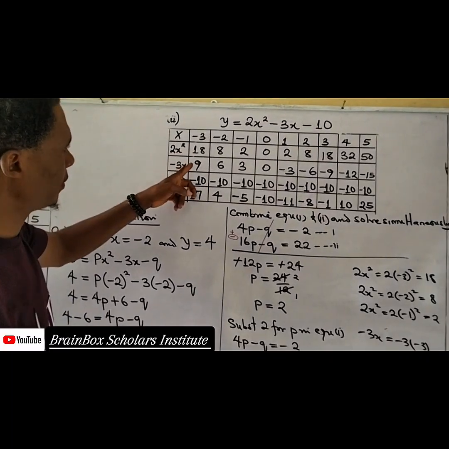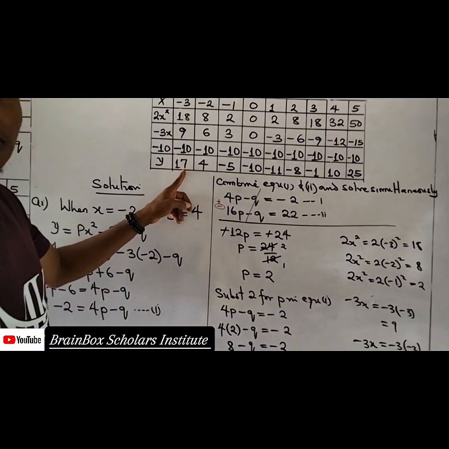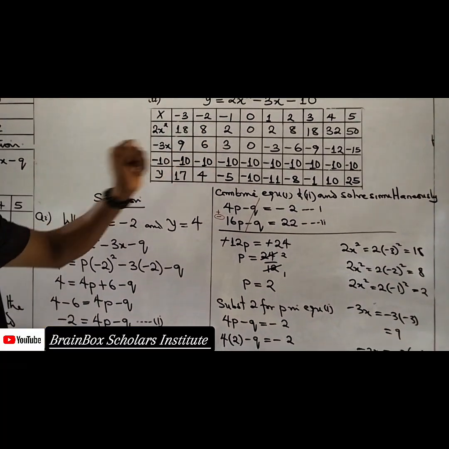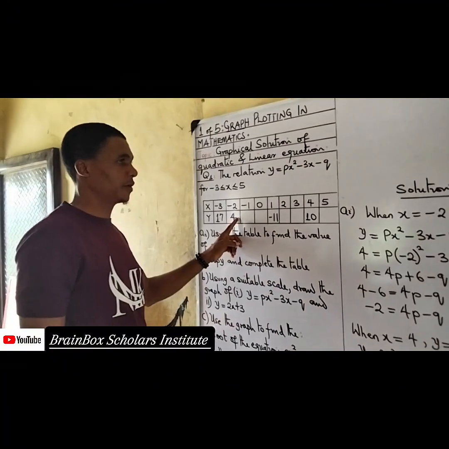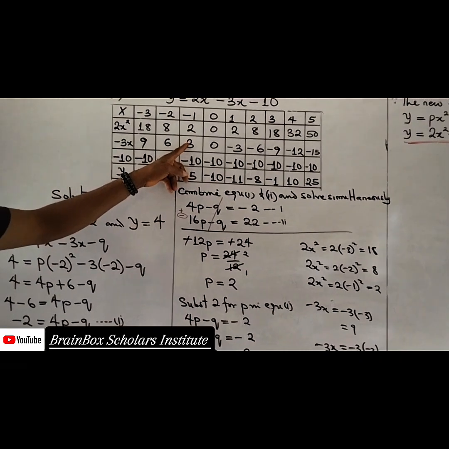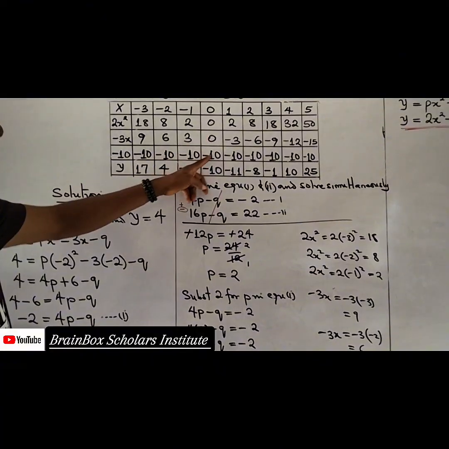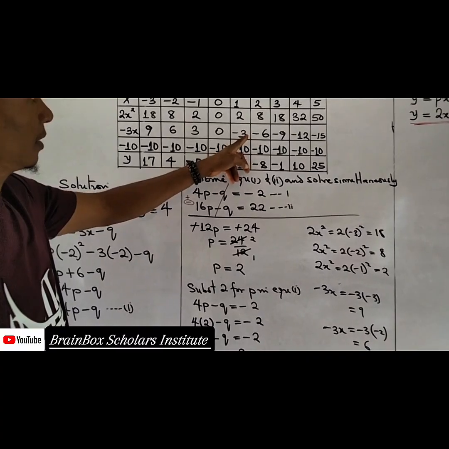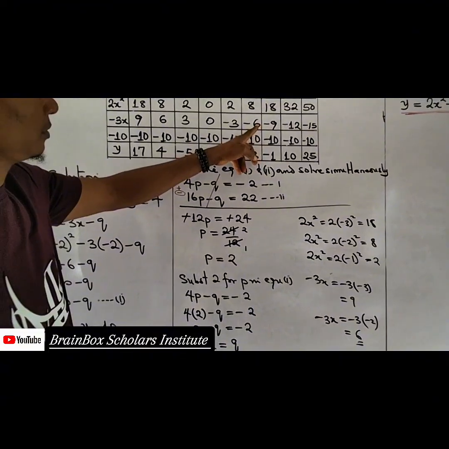18 plus 9 is 27. Then 27 minus 10 is 17. So this is reporting this 17 here. This is reporting this 17 here. So let's go. 8 plus 6, 14 minus 10 is 4. So this is reporting 4 here. Let's go. 2 plus 3, 5 minus 10. Now 0 plus 0, 0 minus 10. Then 2 minus 3, minus 1 minus 10. Then 8 minus 6, 2 minus 10.